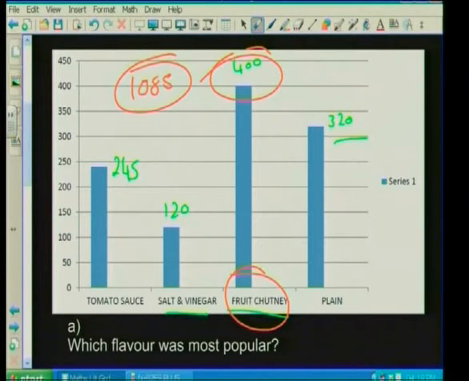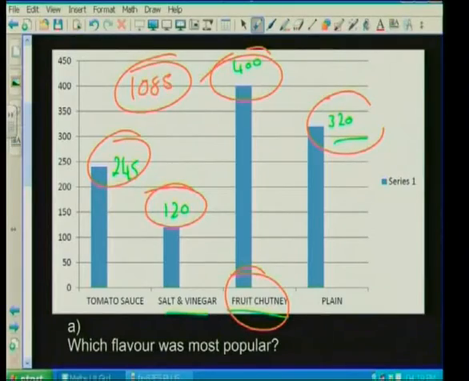And he's going to say, geez, that's impressive. What else should we buy? Well, I'd also buy some plain chips because we sold 320 of them. I would buy a few less tomato sauce. And you know what? Salt and vinegar, I wouldn't buy very many because we're only selling 120. Can you see how this is being used to take our data, interpret it, and use it?